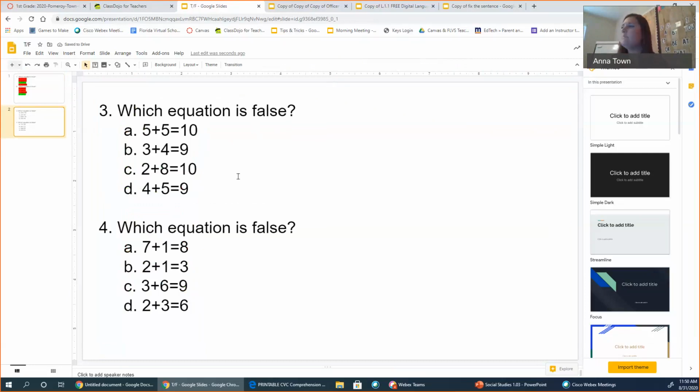Okay, so let's take a look at number 3. Now what we're doing is we're trying to find the false or incorrect equation. So go ahead and look at equations A, B, C, and D, and I want you to circle the one that is incorrect. It's false, not the one that's true. This time we're doing false. Go ahead and work through those problems.